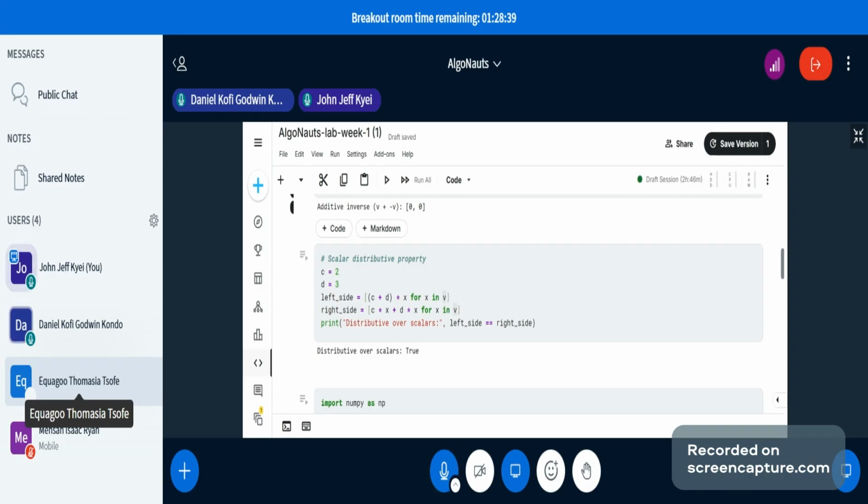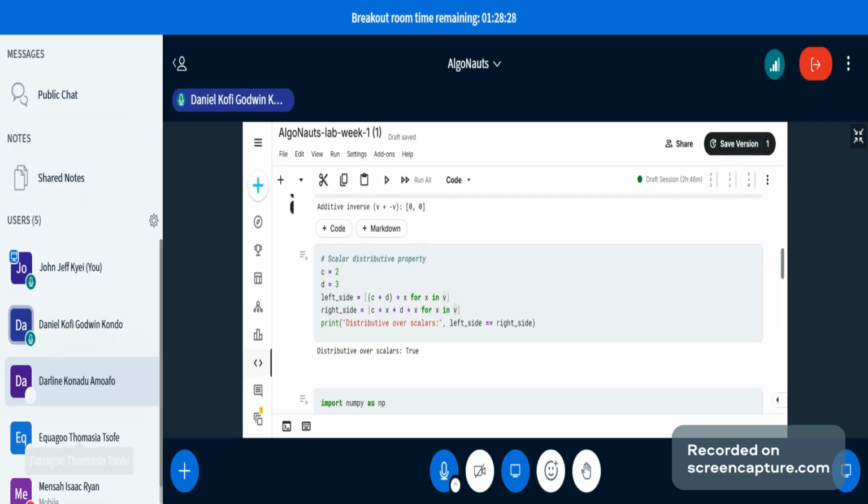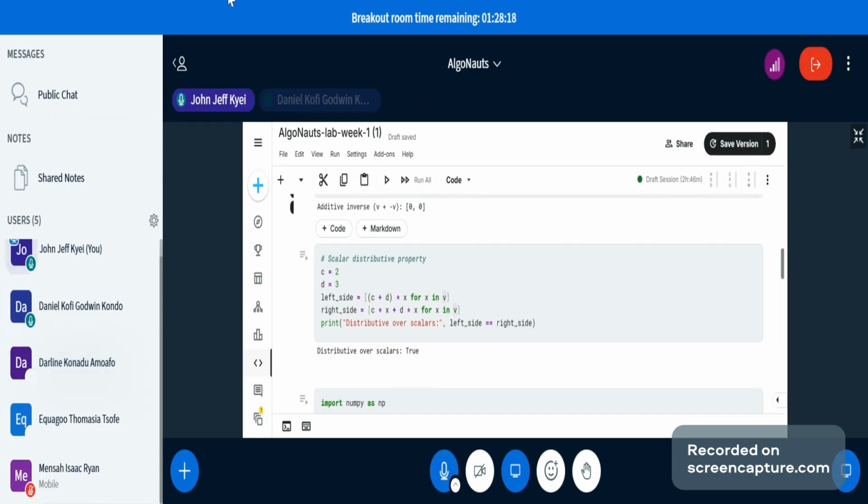For the scalar distributive property, from the formula it was the scalar multiplying the vectors, but it seems that you are adding the scalars here and multiplying by the vector. Actually, I do not get it here. Okay.